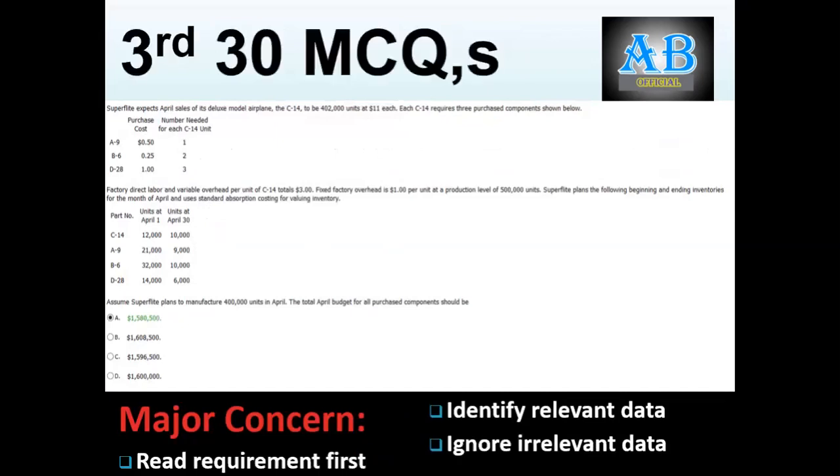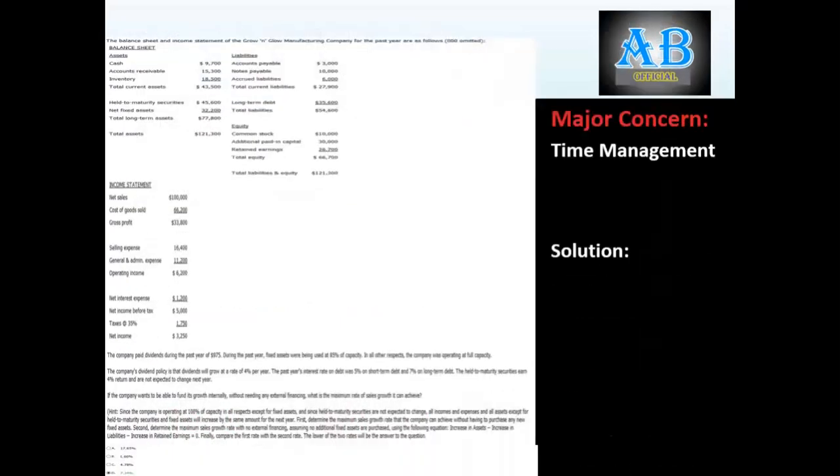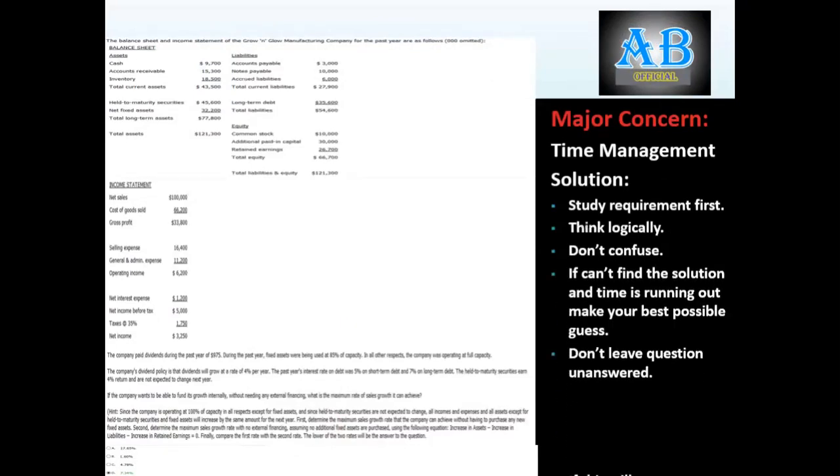Here is a much bigger question. Again, this will take a little bit more time. Here again, what are the major techniques you have to use? Read the requirement first, then identify your relevant data and ignore your irrelevant data. These are the questions that will take too much time.